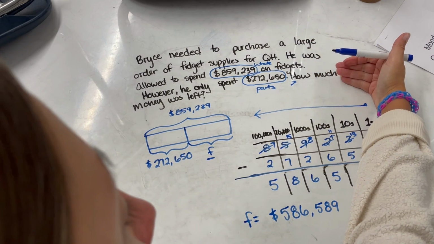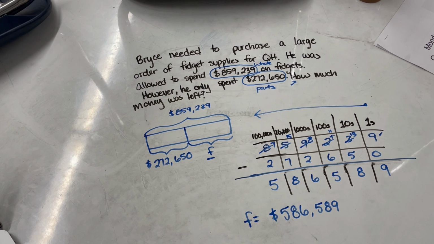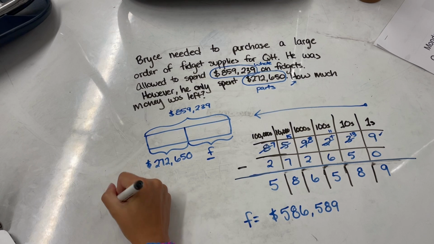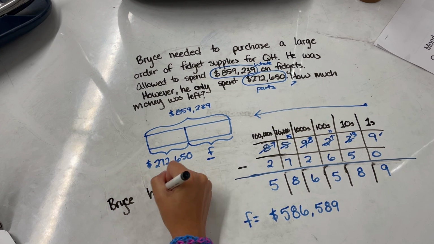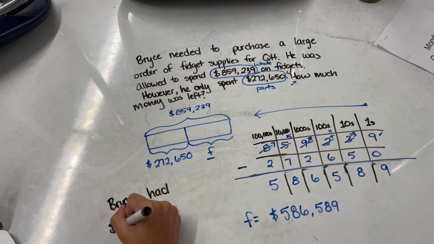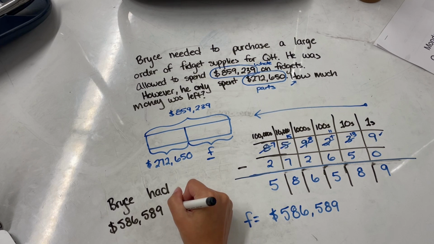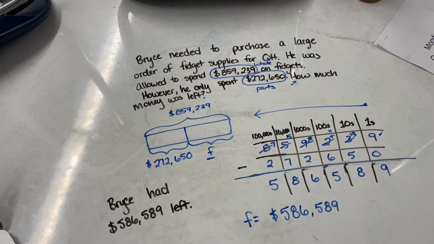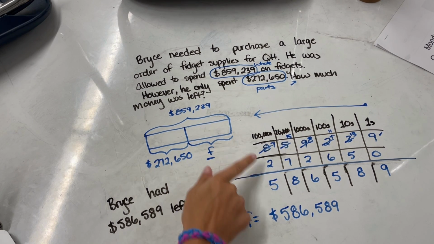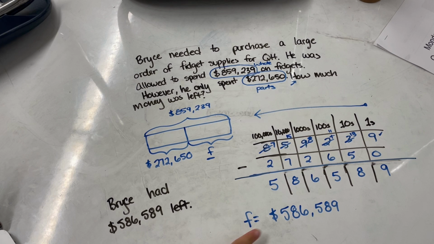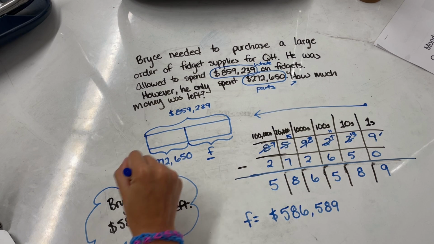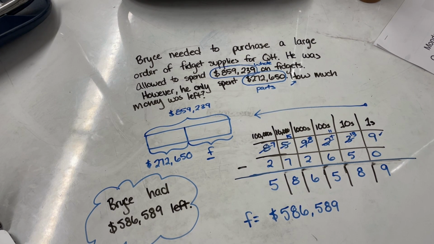It doesn't tell me to write a statement as my answer, but I'm going to practice doing that because I know that on my test it's going to ask me to. So I'm going to write, Bryce had $586,589 left, period. That is the end of my word problem. I have my evidence with my tape diagram and my standard algorithm. I say what F is equal to, and the most important part, I write a sentence or a statement to show that I understand.